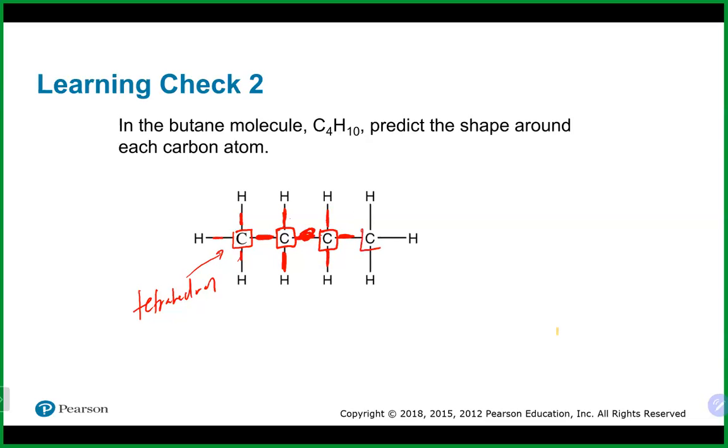And as you maybe could imagine here on the last one, it is going to be the same here. 1 electron pair, 2 electron pairs, 3 electron pairs, and 1 more makes 4 electron pairs and 4 bonds, which would be tetrahedral. So the geometry around each of these guys would be tetrahedral.